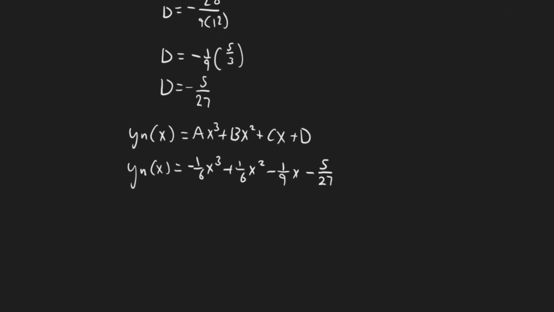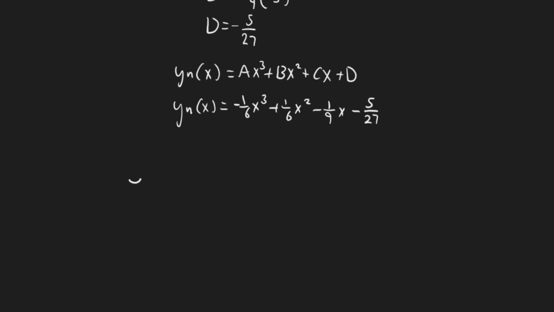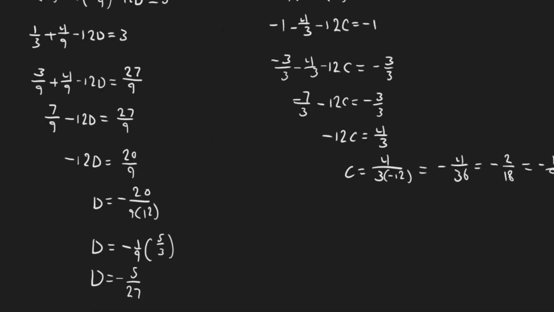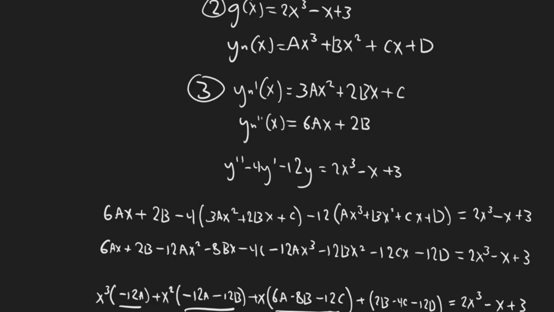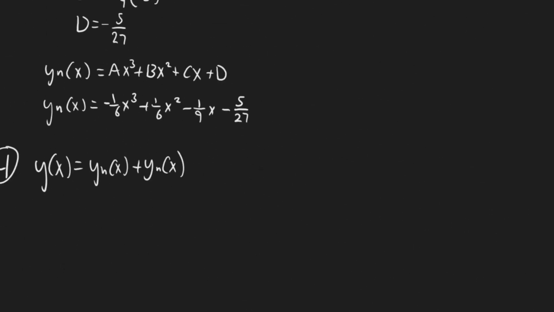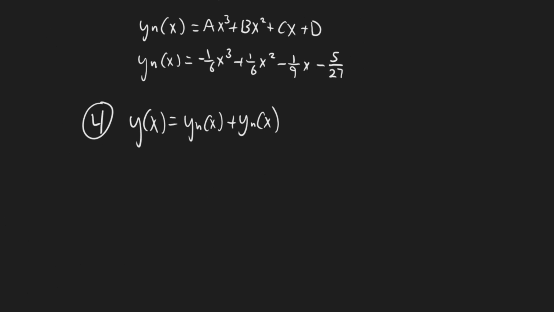Okay, so now all that's left to do is to combine the two solutions we found with step 4. So remember, y of x equals yh of x plus yn of x. Now let's see, yh of x is going to be all the way up here. Let's see if I can just memorize it real quick. Okay, c1 e to the 6x plus c2 e to the negative 2x. So this is then going to be y of x equals c1 e to the 6x plus c2 e to the negative 2x, and then add on our yn of x.